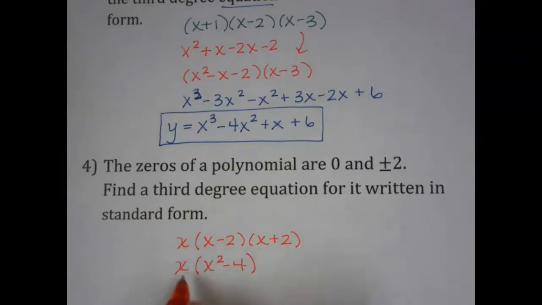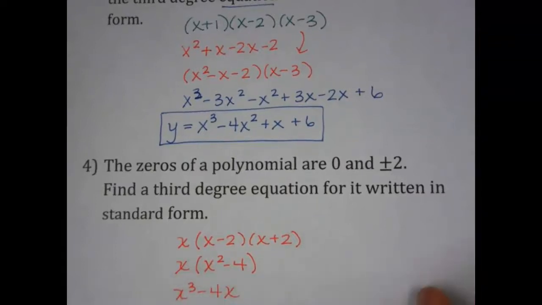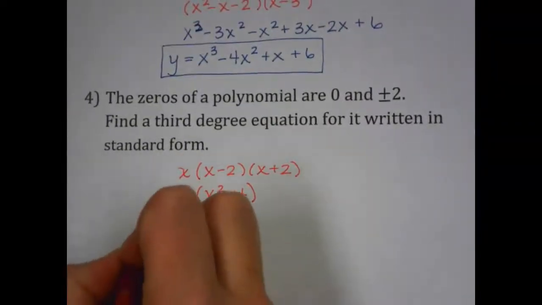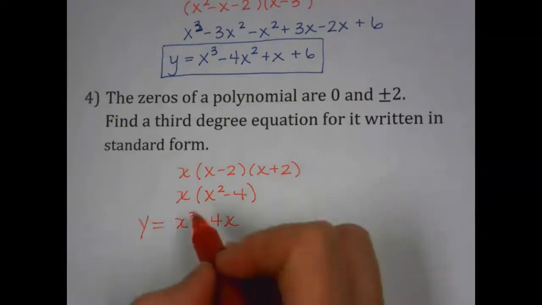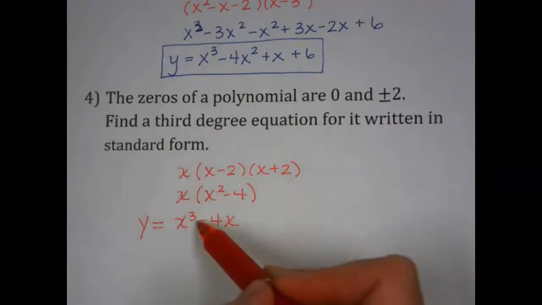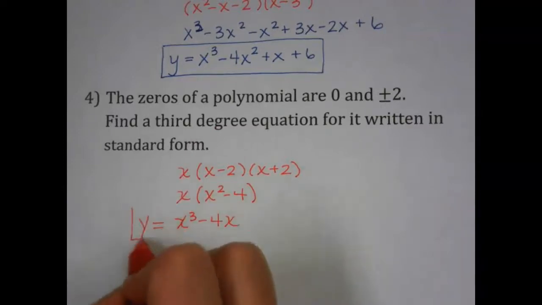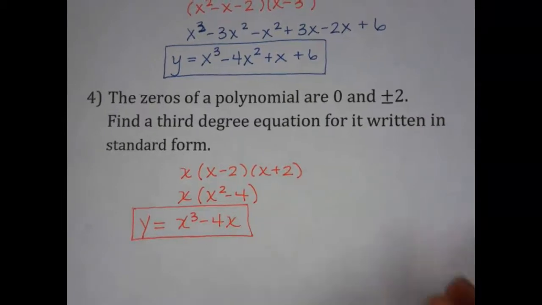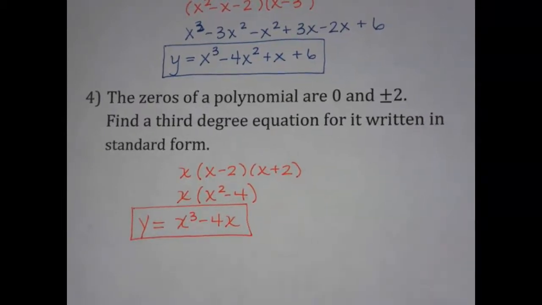Then I'm going to distribute the x, so I get x cubed minus 4x, and then to make it an equation, I'm going to add a y equals, and I'll double check the directions. It said it wanted a third degree. I have a third degree, and it's in standard form, written with decreasing exponents. Okay, let's try one more.